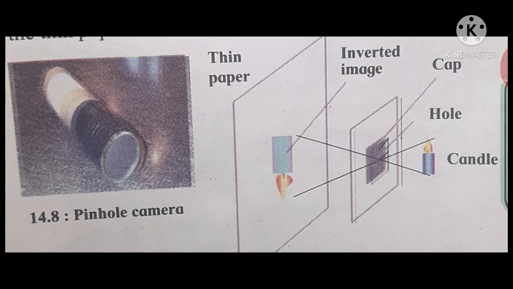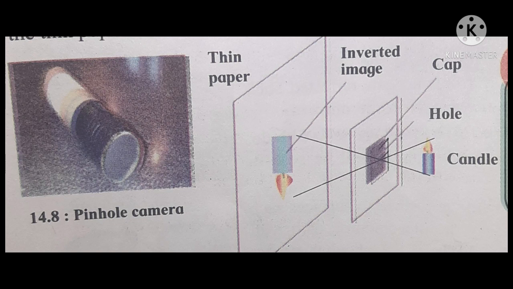Now let us learn the next point, which is a pinhole camera. Take an empty cylindrical box. Remove its cap on one side and paste a thin white paper in its place. Make a small hole at the center of the other cap.